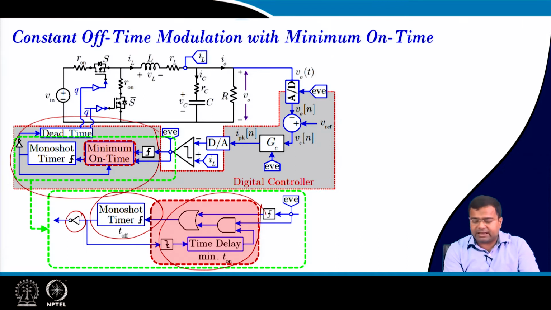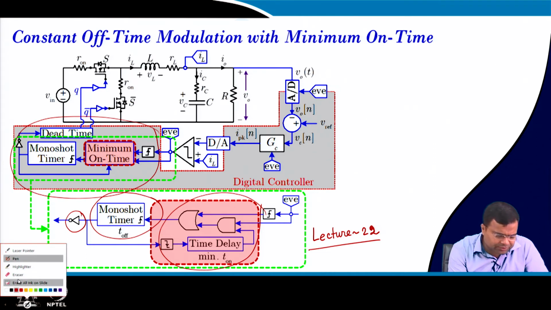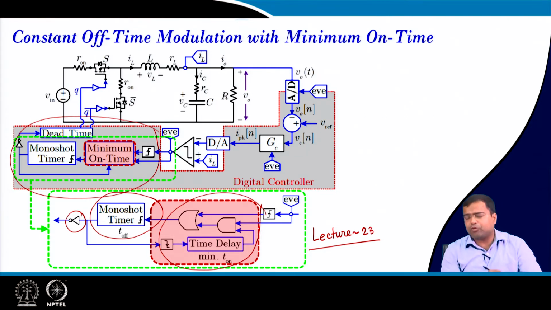So here this is the minimum on time, and this thing we have discussed in our previous NPTEL course, that is the control and tuning method in switch mode power converter. I think we have discussed in lecture number 22 the constant on time. In fact, we have discussed 23 as well, where we have compared various things. So, this is in our past lecture of control and tuning method in switch mode power converter.